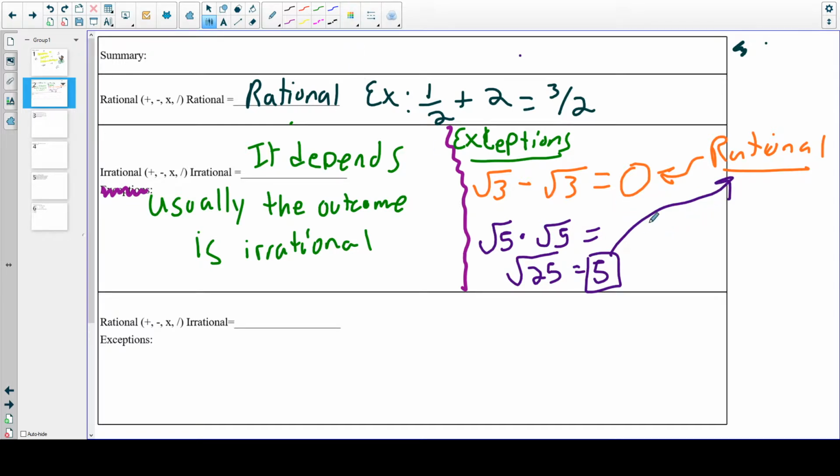One more example. What if I did the square root of 3? You know what? No, I take that back. What if I said the square root of 8 divided by the square root of 8? Well, anything divided by itself is 1. So this is also rational. So normally when we use operations between irrational and irrational numbers, it usually is an irrational number. However, sometimes it's not.